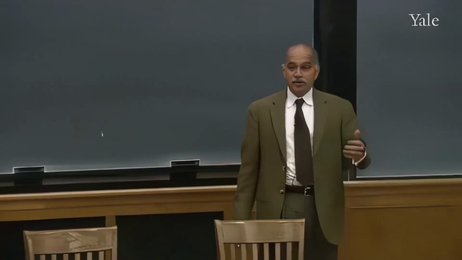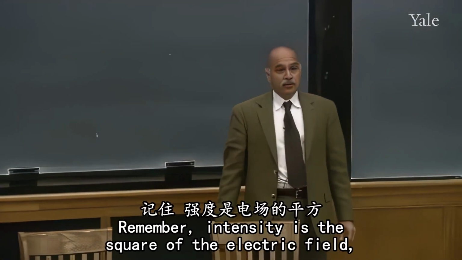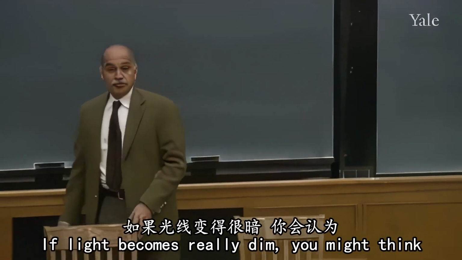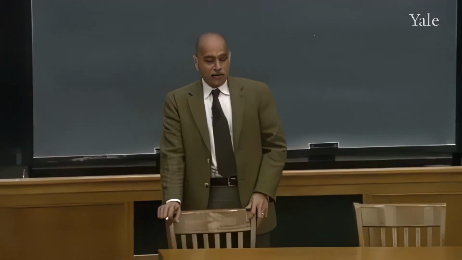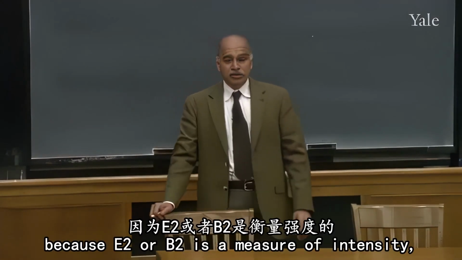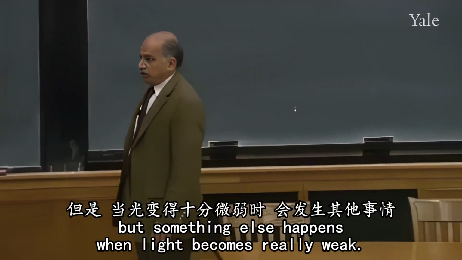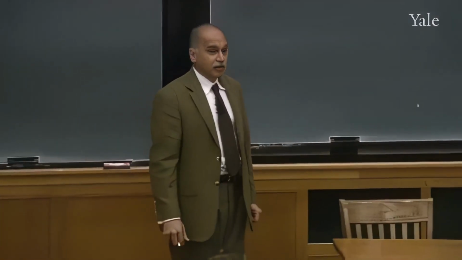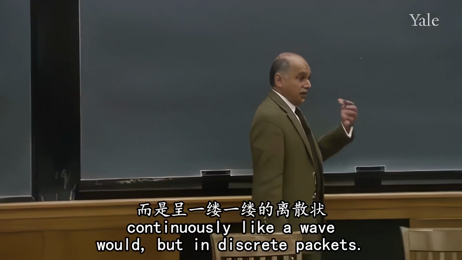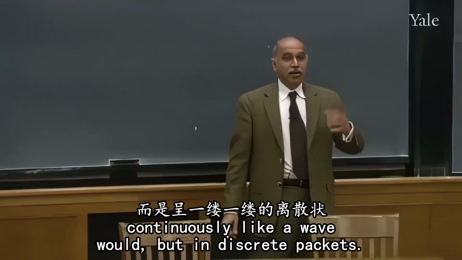You remember, intensity is the square of the electric field or the magnetic field. They're all proportional. If light becomes really dim, you might think the electric field is going to be smaller and smaller because E squared or B squared is a measure of intensity. But something else happens when light becomes really weak. You realize that the light energy is not coming to you continuously like a wave would, but in discrete packets.